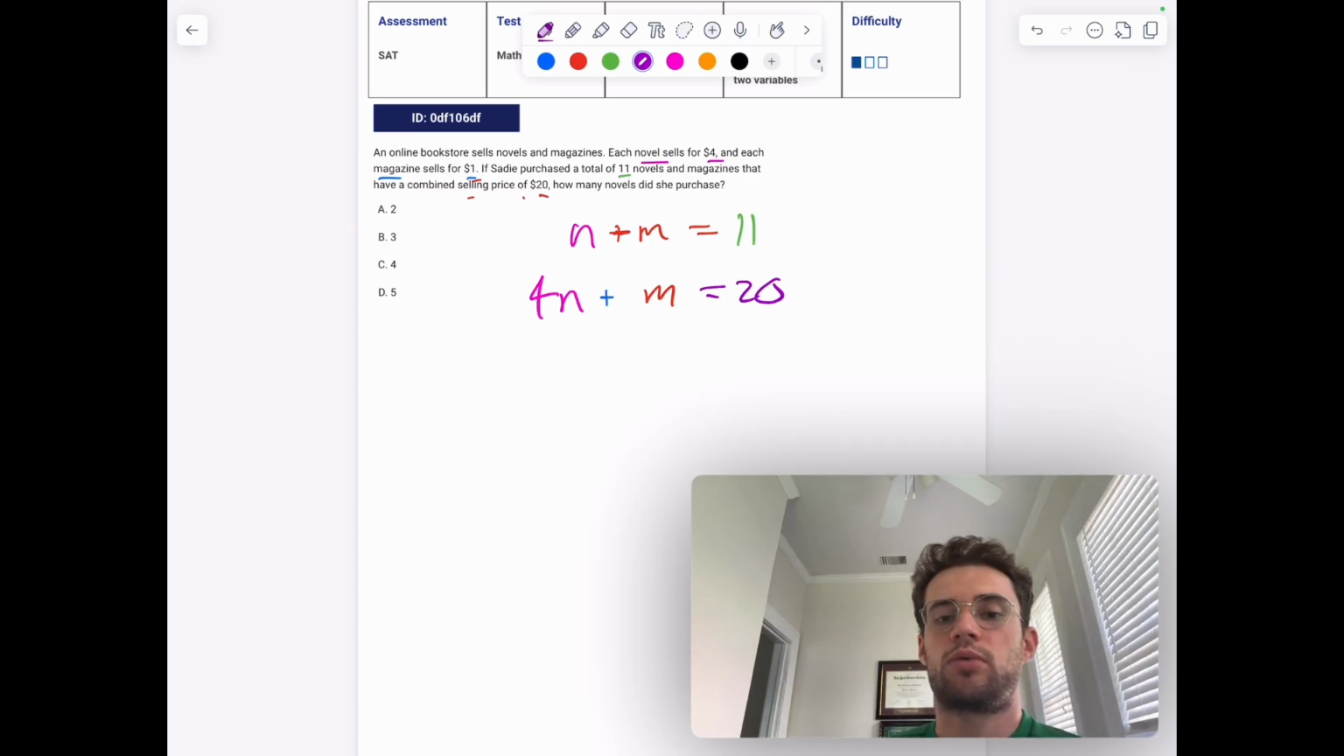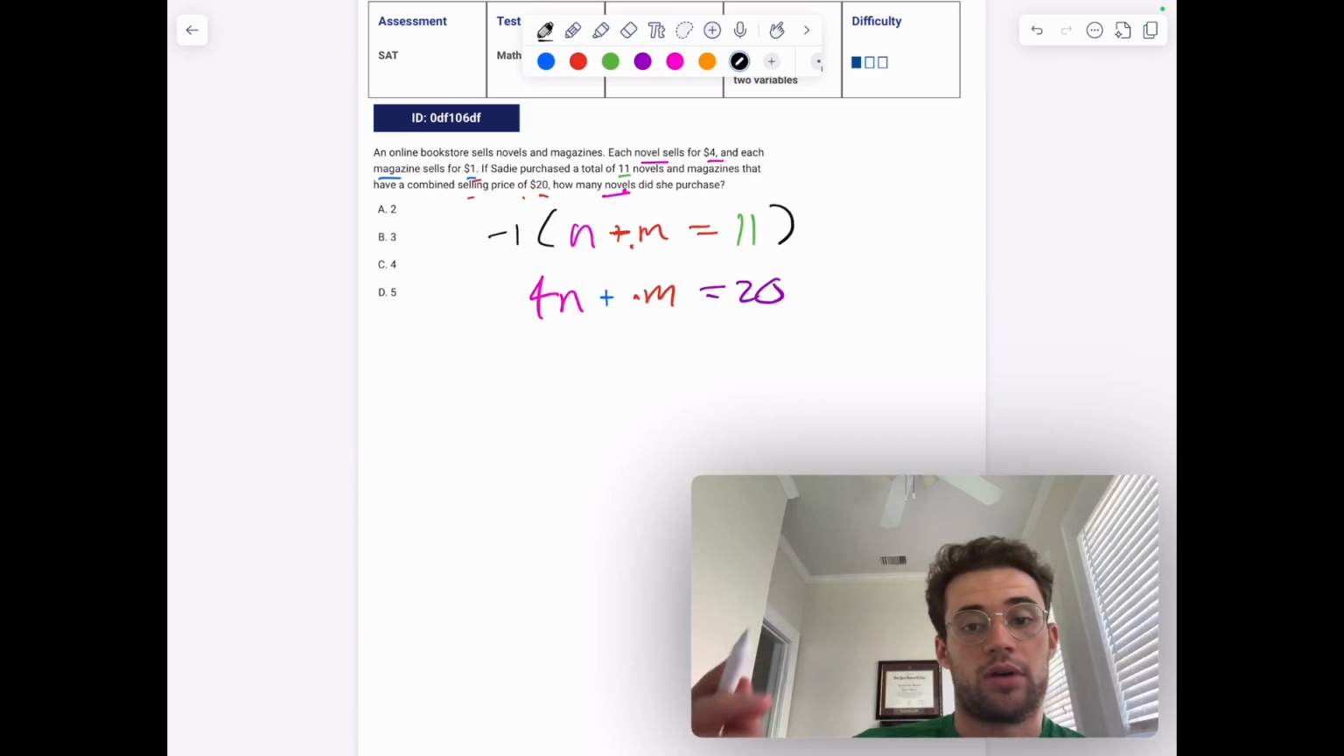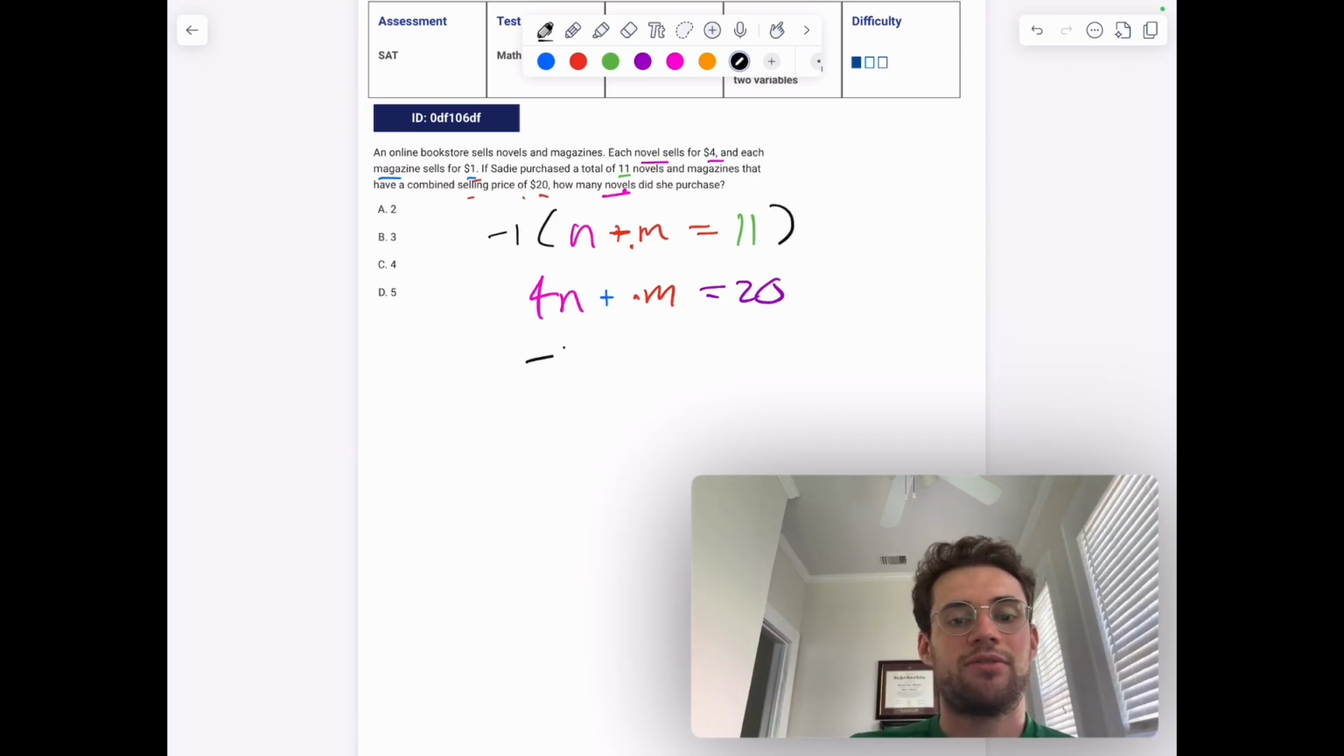All right, so this is one where you don't just have to write the equations, you have to actually solve for it. But they made it pretty nice, because the price of the magazines being 1 means that you've got 1m here and 1m here, and we're solving for the number of novels, so we need to solve for n. So what we can do is multiply this first equation, n plus m equals 11, by negative 1. Or you think of it as dividing by negative 1, it's the same thing. That will give you negative n minus m is equal to negative 11.